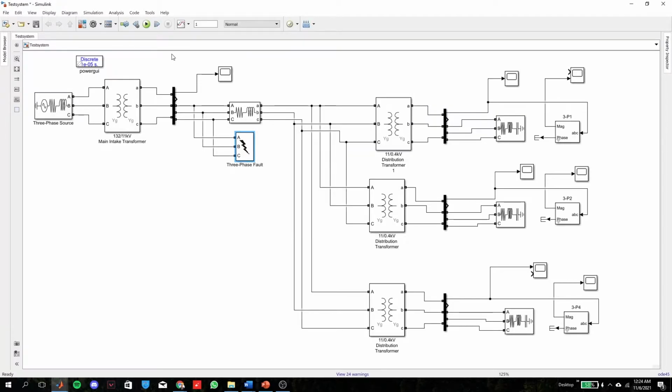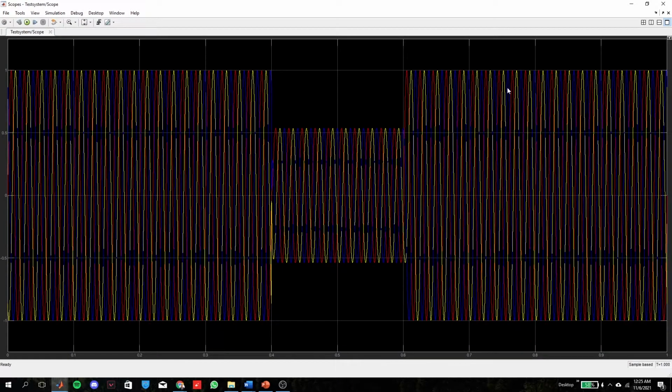So here I run the simulation for the three phase fault. The voltage at the load side due to the three phase fault is shown in the scope. Here it can be seen that all three phases experienced voltage sag from 0.4 to 0.6 second.